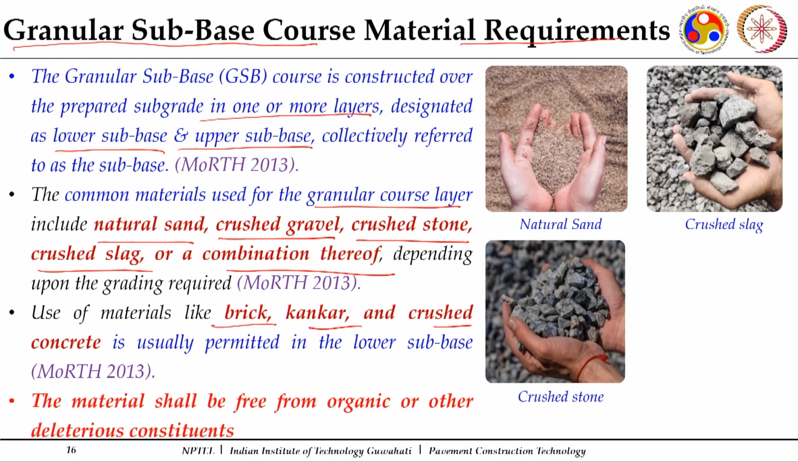Certain materials like brick, concrete and crushed concrete, which may be locally available, are preferred for use in the lower subbase layers specifically. You can see this is natural sand, this is crushed slag, this is what you get from aggregate crushers, and crushed stone. You will always try to see that there is no organic matter present in this.